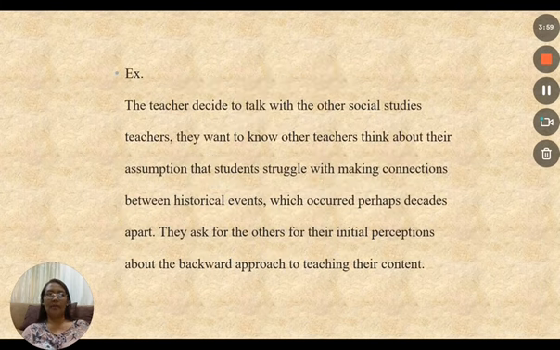Then we have an example. The teachers decide to talk with the other social studies teachers. They want to know what other teachers think about their assumption that students struggle with making connections between historical events which occurred perhaps decades apart. They ask the others for their internal perceptions about the backward approach to teaching their content.